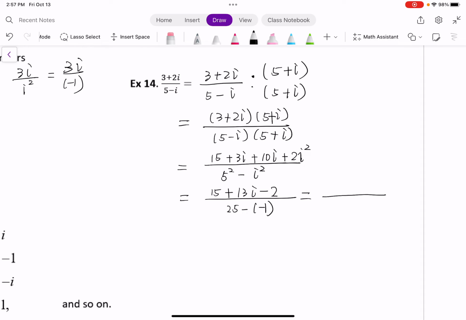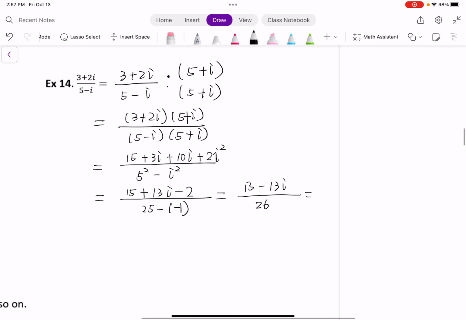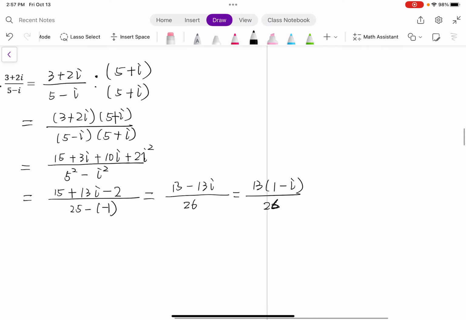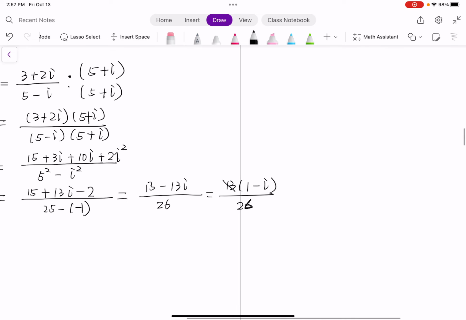Then continue to do the simplification. 5 minus 2, 13. 13 minus 13i over 26. And the top, I can factor out the 13. We have 1 minus i. The bottom is 26. Top 13, bottom 26. They are all divisible by 13. Divide by 13, divide by 13, I got 2. So the solution is (1 minus i) over 2.